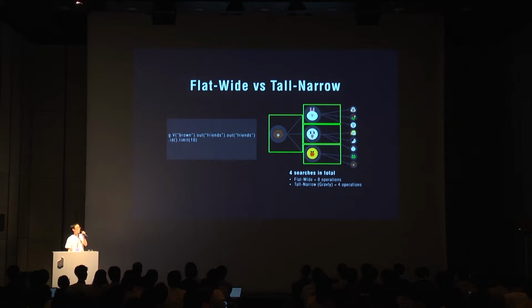This is an example query that looks up friends of friends. Can you see the four square boxes? Each box is equivalent to the one depth query you just saw on the previous slide. The query runs 4 searches, 8 operations for Flag White, and 4 operations for Toledo. In this way, Gravty keeps the number of scans as little as possible to reduce query execution time.